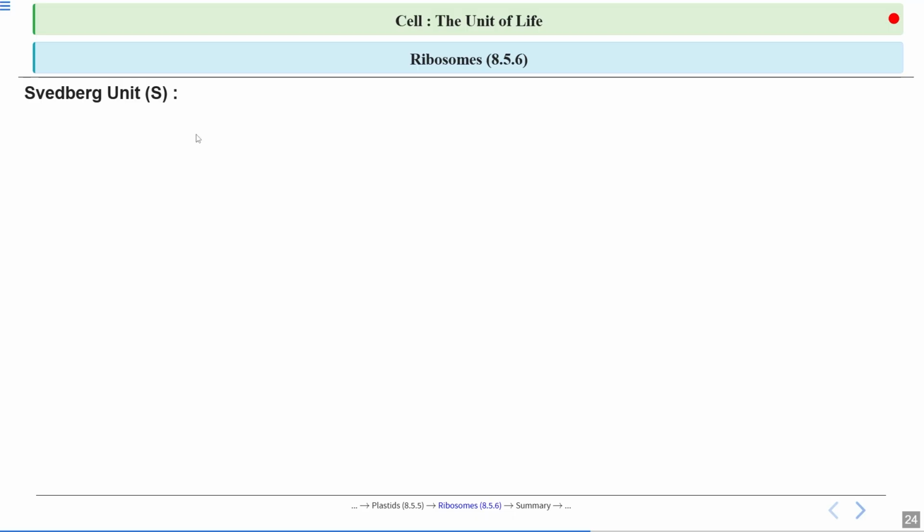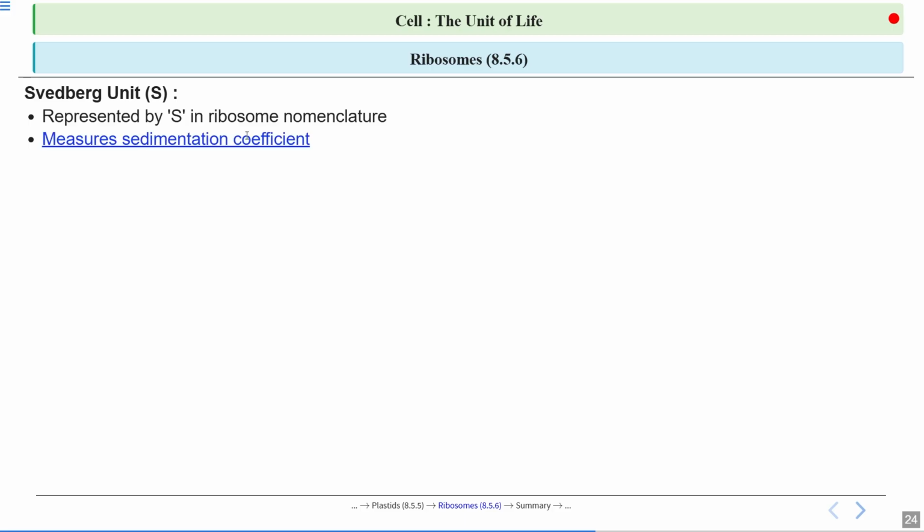Okay, what is this S? We were talking about 70S and 80S. This is the Svedberg unit, represented by S in ribosome nomenclature, meaning ribosome naming. It measures the sedimentation coefficient and indicates how quickly particles settle in a solution during centrifugation.